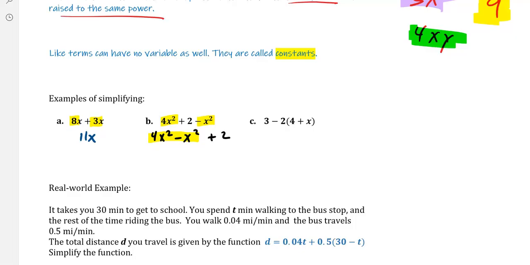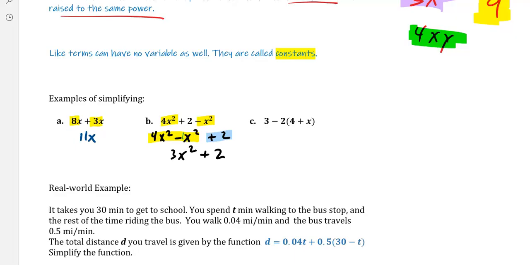Now you might want to imagine that that's negative x squared, it has a 1 right there. So how many x's are there? Well, that's 1x squared. So what is 4 minus 1? 4 minus 1 is 3. 3x squared. And then there are no other terms for the plus 2, so we just bring that down. 3x squared plus 2. All the like terms have been combined, and we're done. That 2 doesn't have an x or an x squared or anything after it, so it cannot be combined with 3x squared.